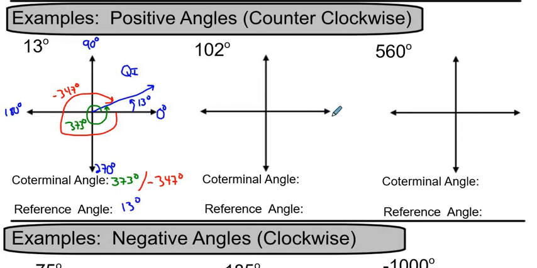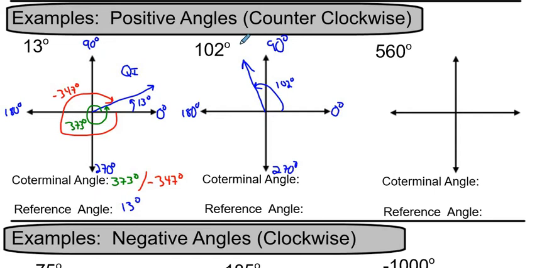So let's take a look at 102. If I had 0 degrees here, this is 90, this is 180, this is 270, then 102 is going to be approximately here, and I'm going to show that positive rotation, and I'm going to label it 102. Now I'm going to add 360 to this, and then I'm going to subtract 360 from this to show the negative and positive coterminal angles.